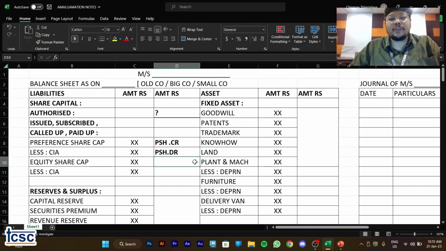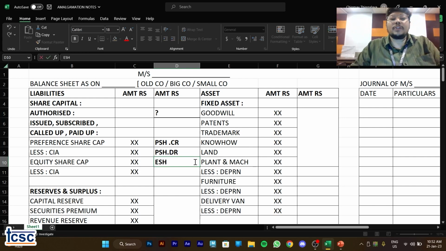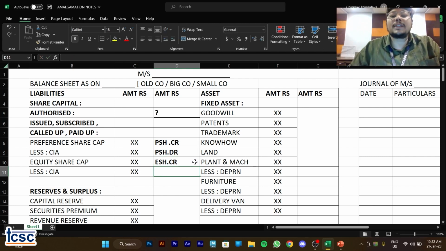Next is equity share capital. Equity shareholders are the residual owners of the company. They are the ones who are going to get the profits, and they are the ones who are going to bear the loss for the company. So equity share capital will be transferred to ESH account credit side. ESH account stands for equity shareholders account.